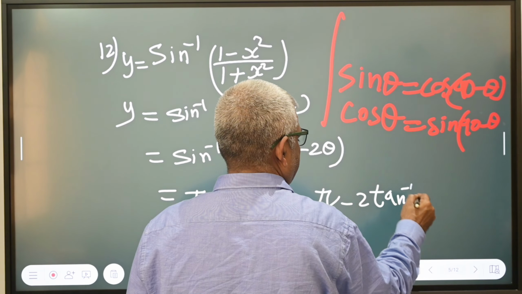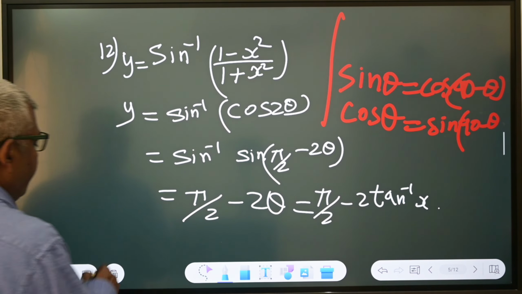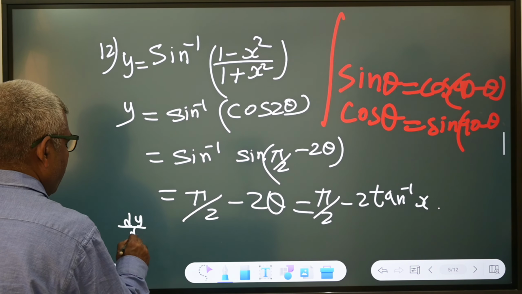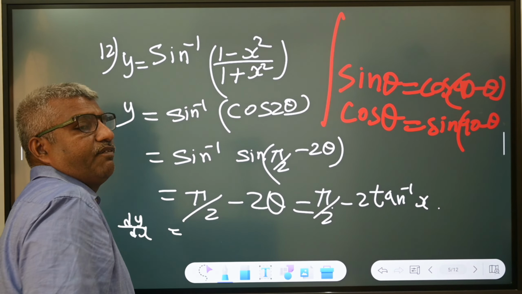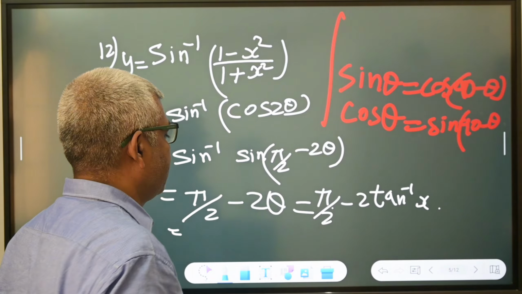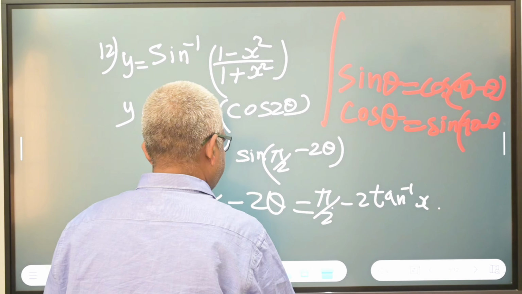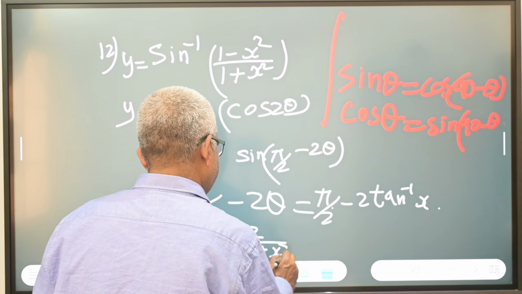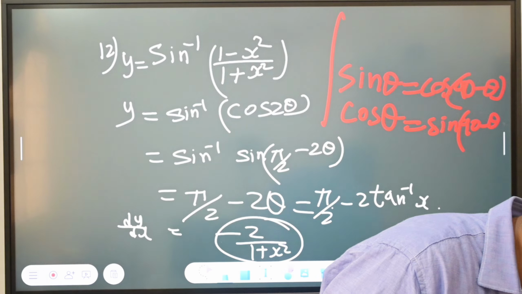Now differentiate. Until now you copy down. If you differentiate, dy by dx is pi by 2, a constant, which differentiates to 0, minus 2 times the derivative of tan inverse x, which is 1 over 1 plus x squared. Copy down.